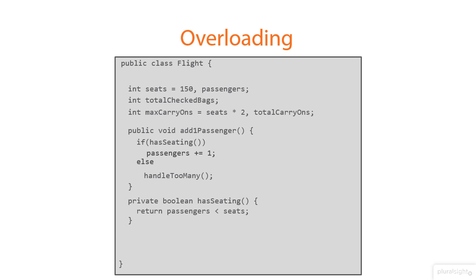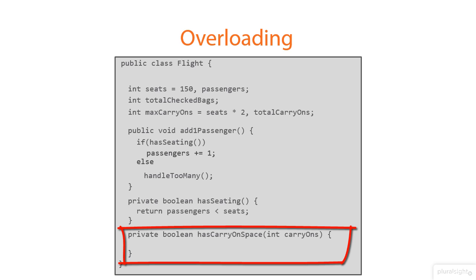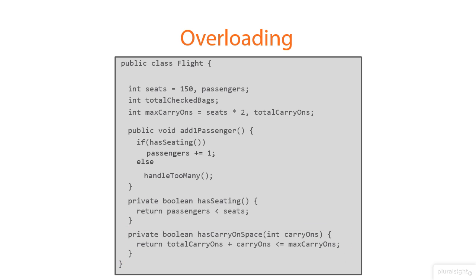And let's go ahead and add a method that just allows us to check to see that based on the number of carry-ons someone has, is there space for them. So all we'll do is just take how many total carry-ons we already have, how many carry-ons they're trying to bring on. As long as that doesn't exceed our maximum carry-ons, we'll go ahead and let them do it. Then, of course, we have all the other members we've seen previously.